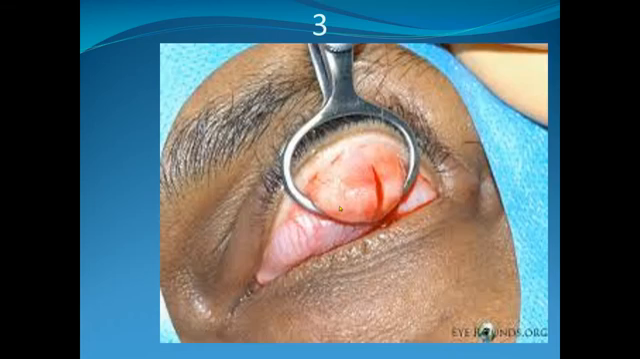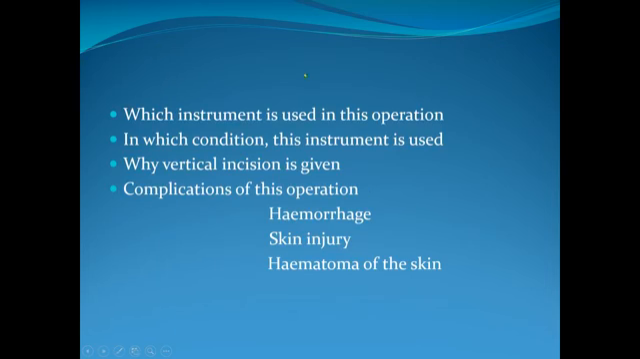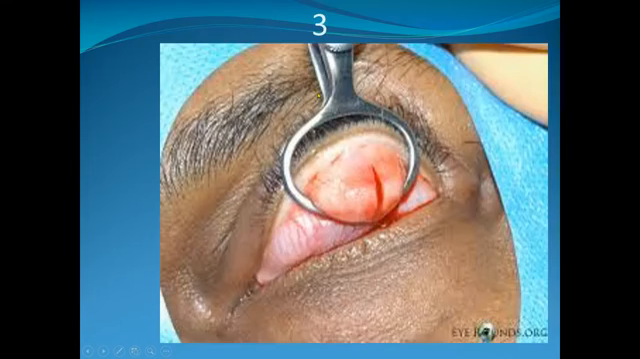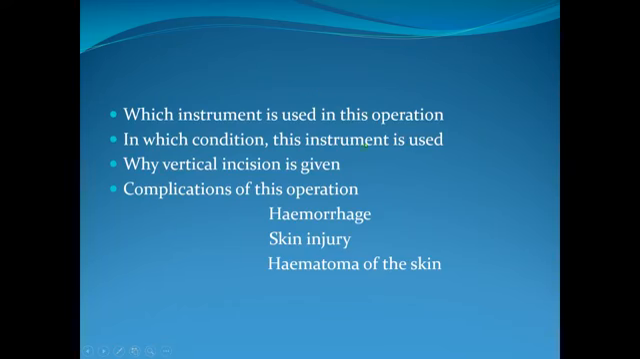Another picture may come in your station. What are we doing here? There is a chalazion clamp, there is an incision mark, a vertical incision mark. First the lid is everted, then the chalazion clamp and vertical incision. Which instrument is used in this operation? Chalazion clamp. In which condition is this instrument used? This is a chalazion.